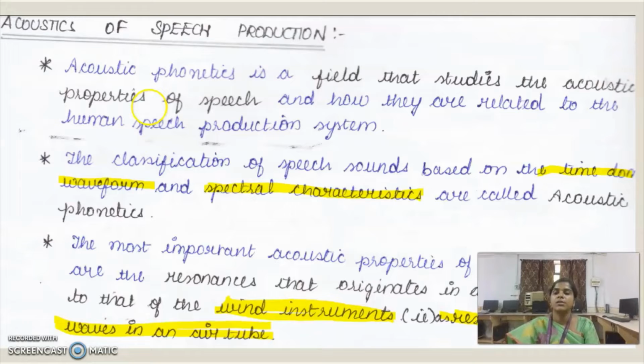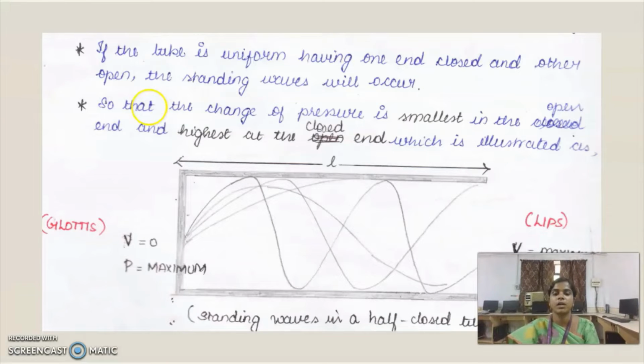We do an acoustic study of the speech production system, comparing it with wind instruments or the resonating standing waves in an air tube. This is a half-closed tube, and at the output the open end is characterized by the lips. The tube is assumed to be uniform, though our vocal tract is not a uniform tube. We assume this acoustic study to be performed on a uniform tube.